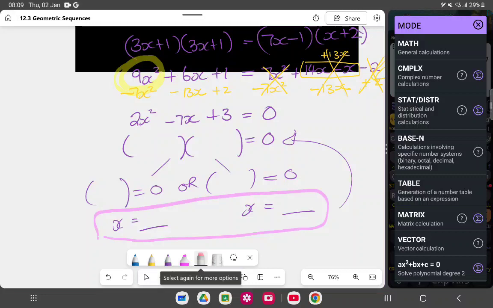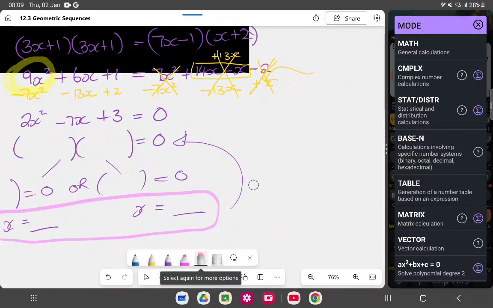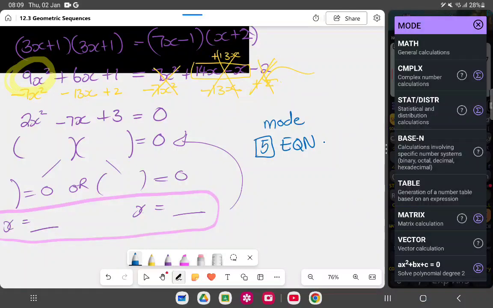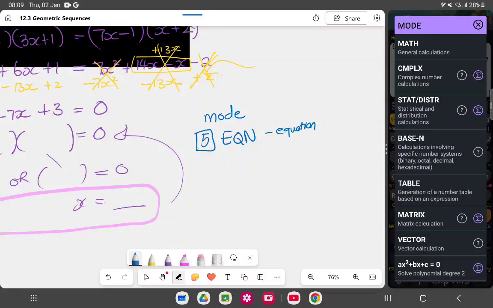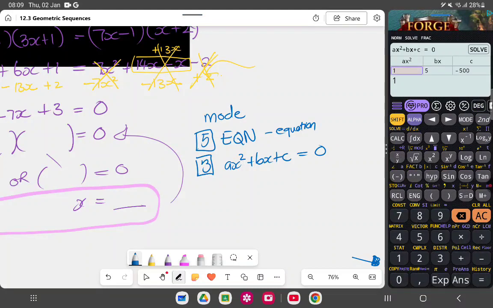So on yours, okay, I'm going to write it out for you, yeah? You're going to press mode. Then you are going to choose option number 5, which says equation. Once you have chosen the equation option, you are going to choose option number 3 or button number 3, which is going to be ax squared plus bx plus c equals 0. So for me, it's this one. If you can see over there, I'm pressing that button.